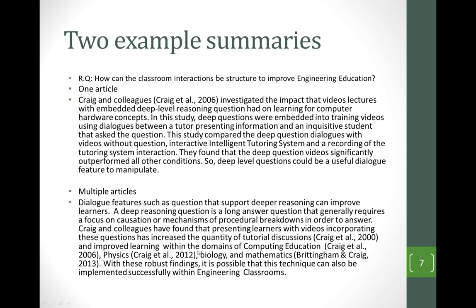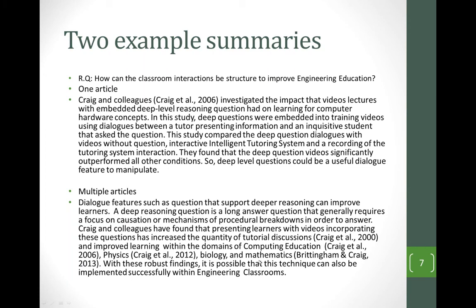Notice what I did here. I actually pulled in four different papers. And notice how I cited them differently. And I cited them very specifically. So you know that increased quality of tutorial discussions, that was from this paper. Improving learning in the domain of computing education, that's the 2006 paper. Oh, and in physics, that's the 2012 paper. Biology and mathematics, oh, that's the 2013 paper.